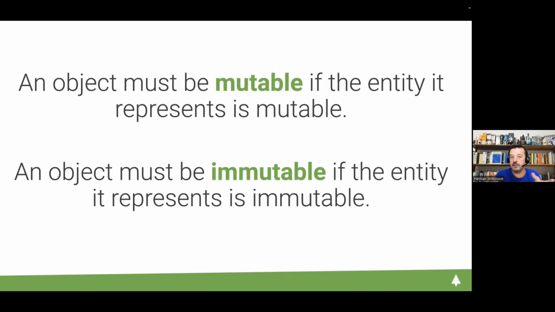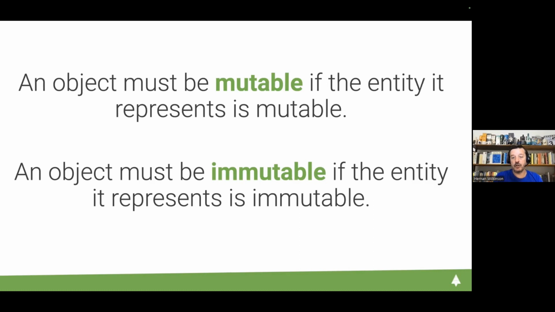So dates are immutable. Fractions are immutable. Invoices, at least in Argentina, should be immutable. So if you are modeling those entities of the problem domain, your object should be immutable if the entity you're representing is immutable. That's the heuristic.